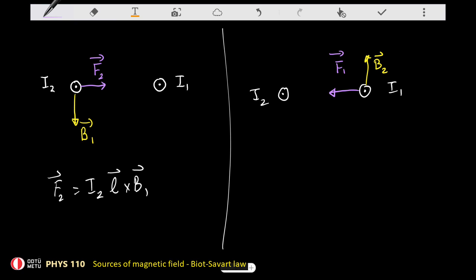So that's one of the rules that you can easily see: two positive currents which are flowing parallel to each other, the force between the wires is attractive.